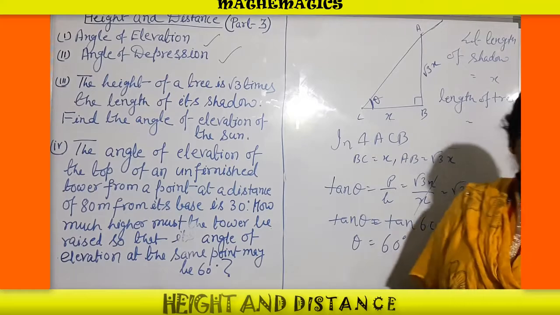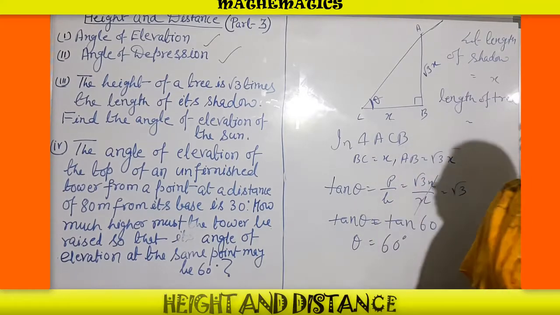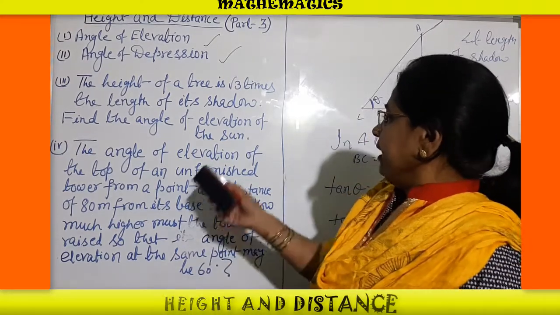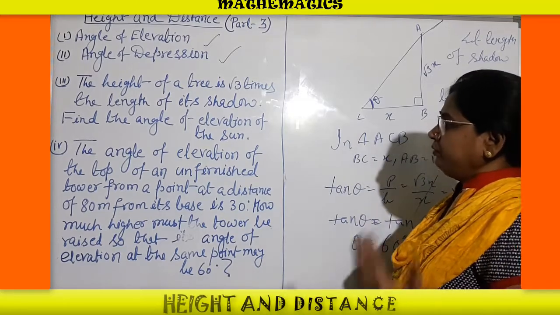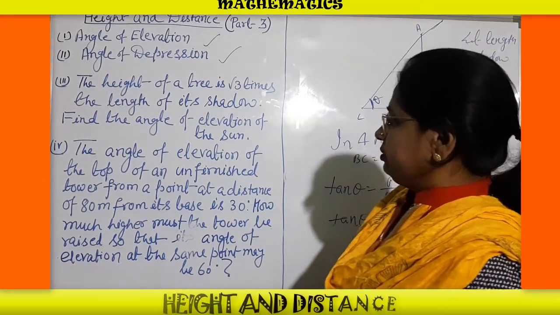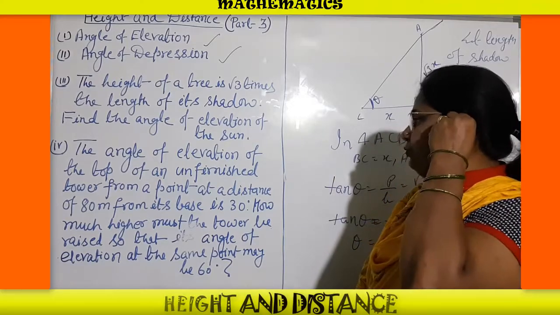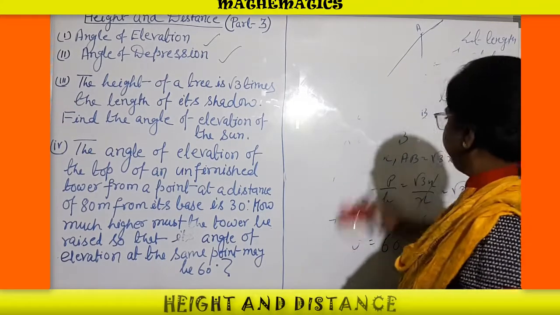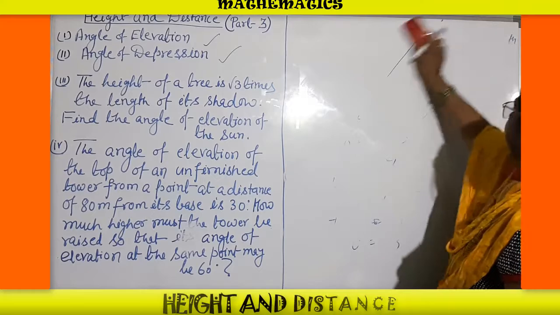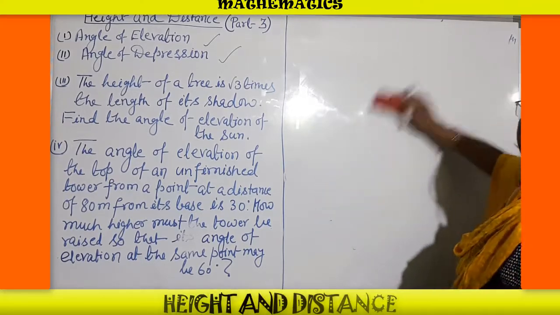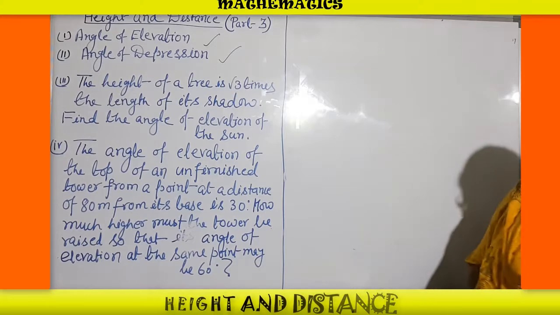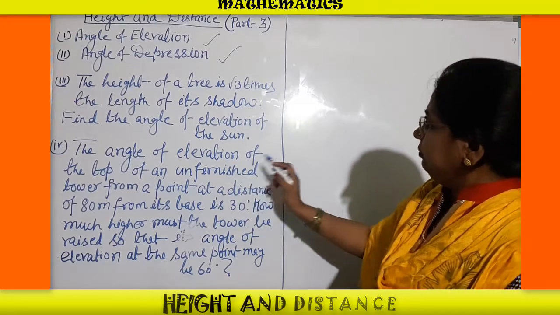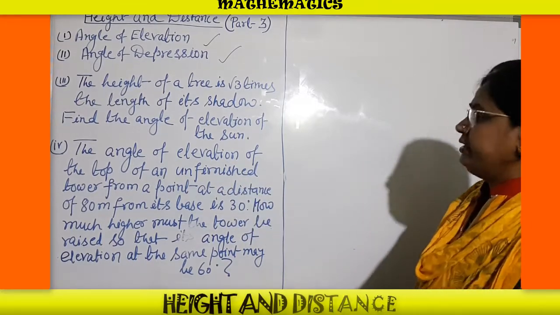Understood? Okay. Now next I am going to explain your question from the exercise. The angle of elevation of the top of an unfinished tower from a point at a distance of 80 meter from its base is 30 degree. Let's start by first drawing the diagram. Always we will try to understand the question with the help of a diagram and what to calculate. Accordingly, it will be clear.